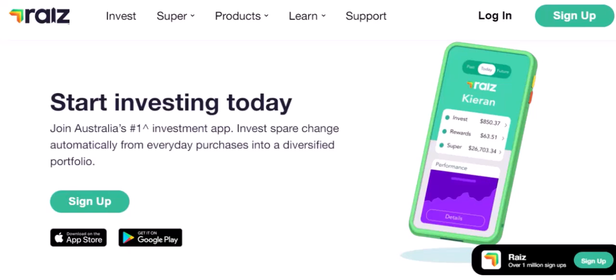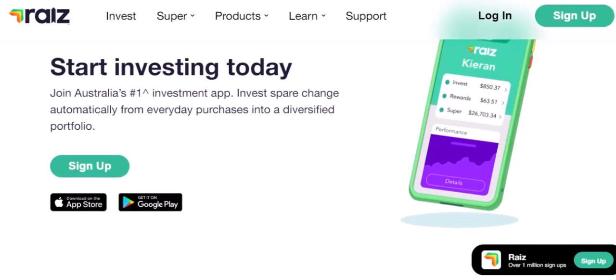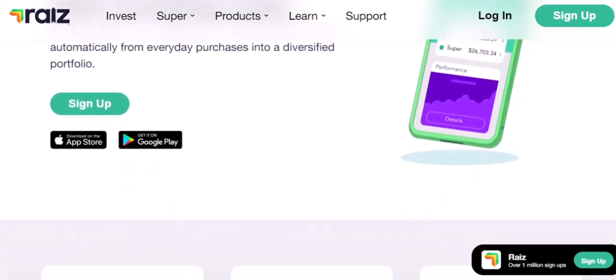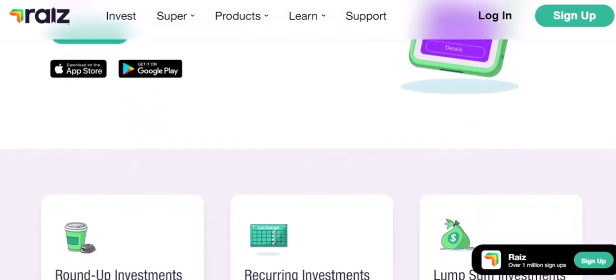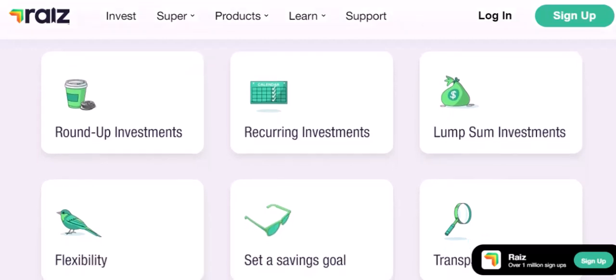So, what exactly are these fees? Raiz structures its fees based on your account balance. This means the amount you pay is directly related to how much you're investing. This is a common practice in the financial world. The specific fee structure can vary, so it's always best to check the latest details on the Raiz website or app. They usually provide a clear breakdown of their fee schedule.